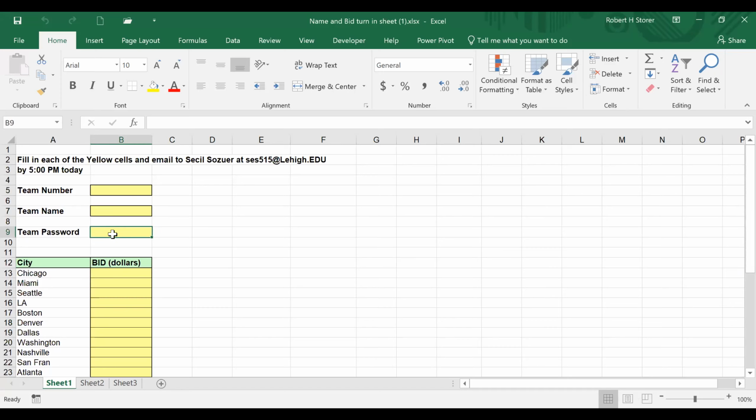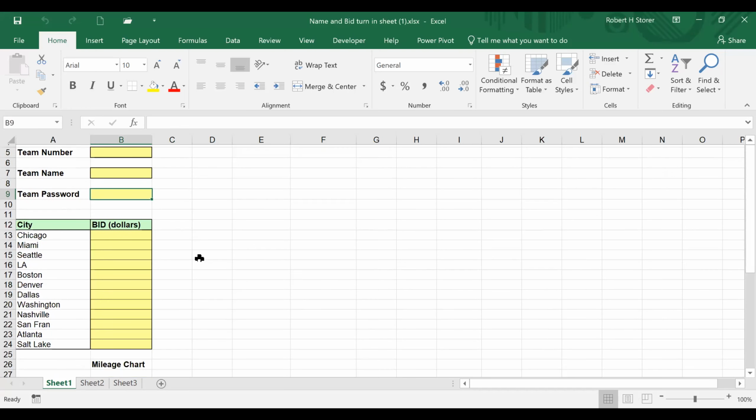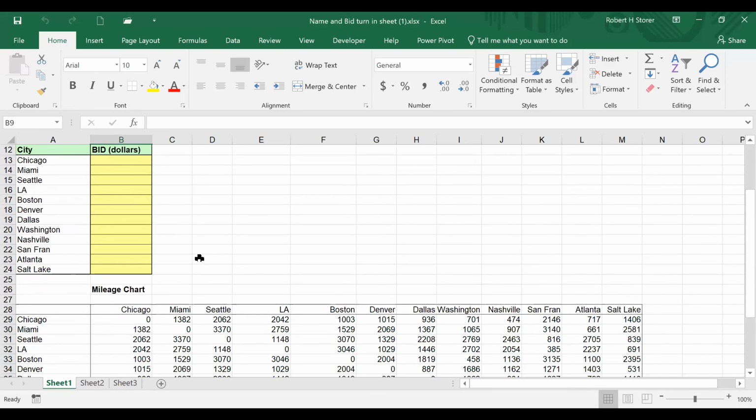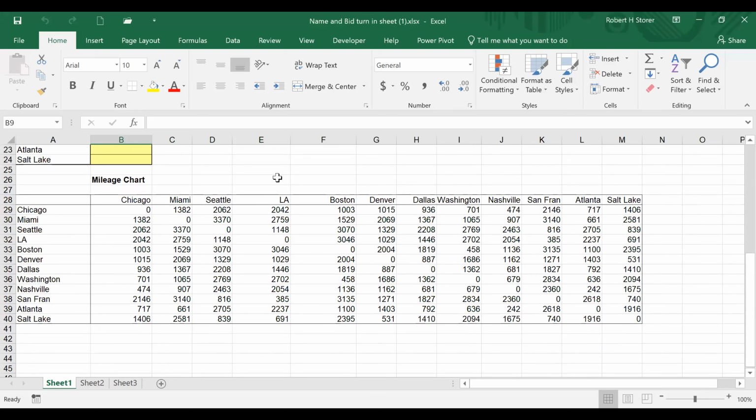and a team password. So you don't want other teams to be able to log into your account on the business game, because then they can steal all kinds of valuable information. And then you have to bid on a city. So one of the aspects of the business game is transportation costs. And each team will be assigned to a city. And this just shows the distance between each of the cities.